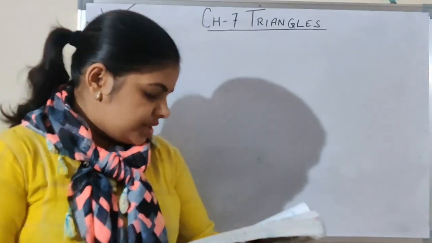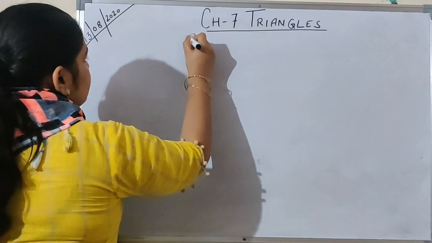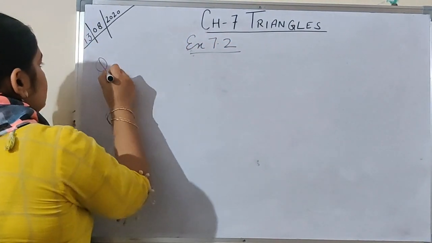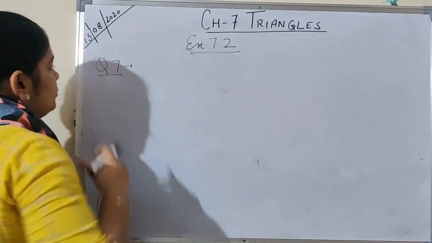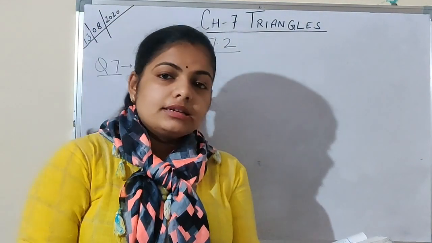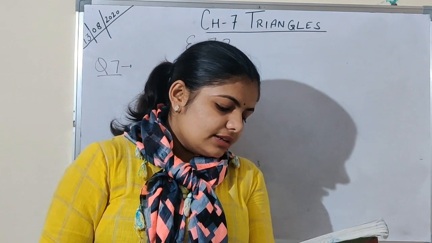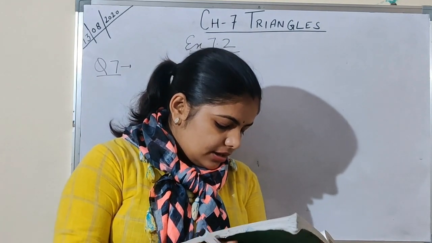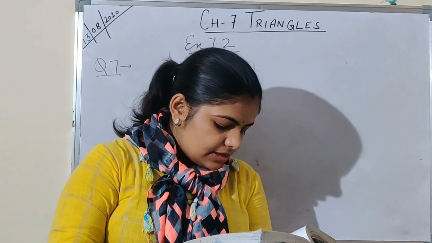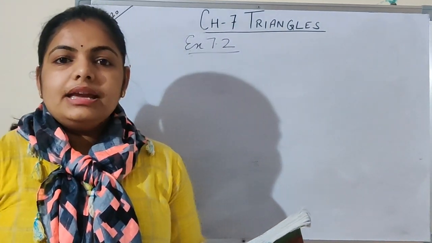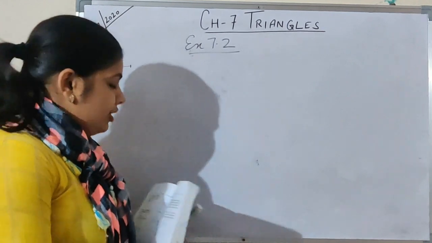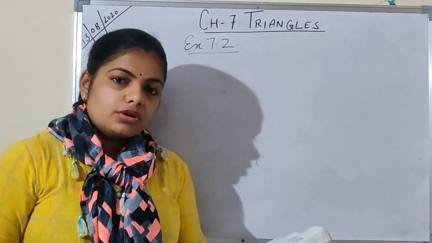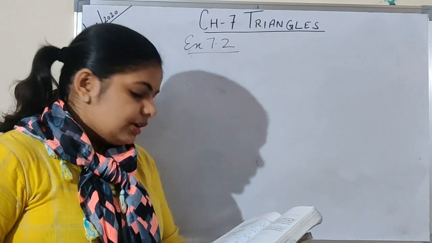Now question number 7 of exercise 7.2 says that ABC is a right angle triangle in which angle A is equal to 90 degrees and AB is equal to AC. Find angle B and angle C. Now in this question, we have to make the figure ourselves according to the question. So I'm reading the question again.